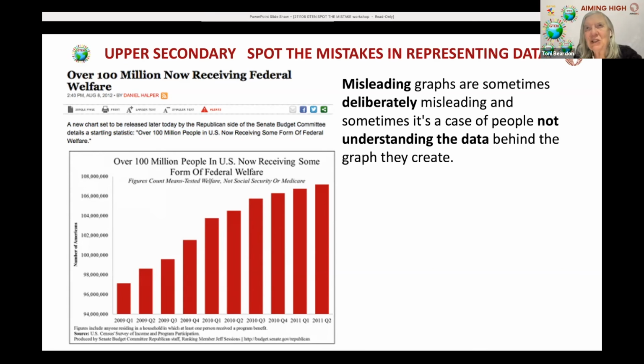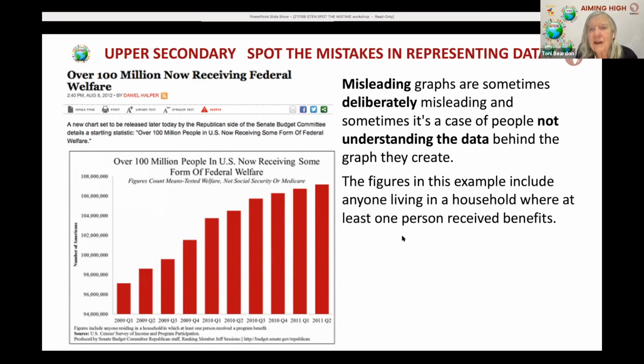We've just had an instance this last week where the Conservatives, who are in the lead in our parliament, had a lot of members who were very distressed. They were people with integrity, because they were saying that the rest of the government, including the Prime Minister, hadn't acted with integrity. So yes, I agree, and it's a problem existing around the world. Now, the figures in this example include anyone living in a household.